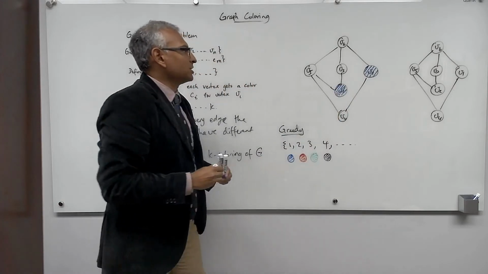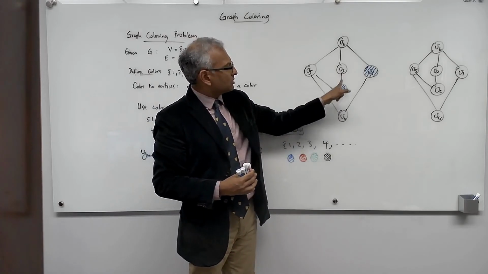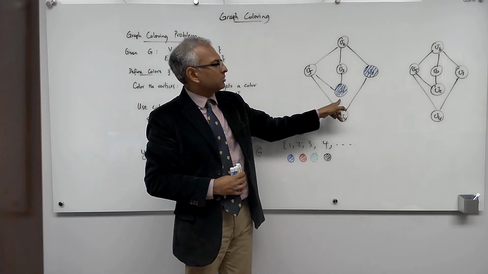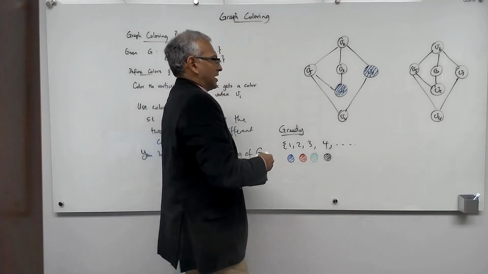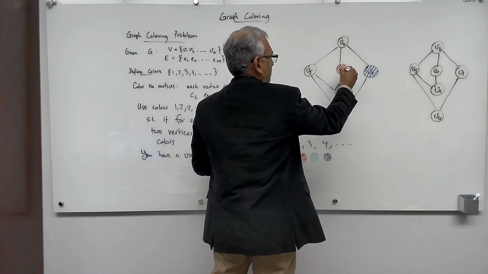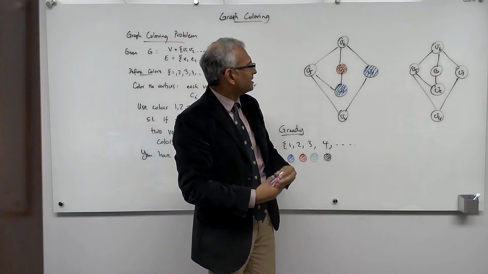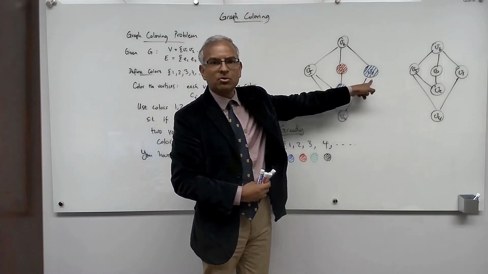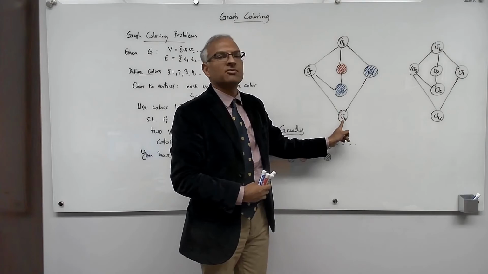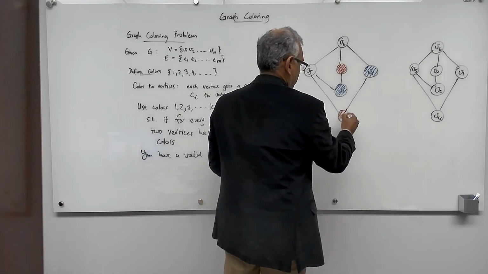Okay. Now let's talk about V3. Well, V3 cannot get the color blue because it's got a neighbor that's already colored blue. So the smallest color that V3 can get is red. So we give it red. Okay. Now we come to V4. V4 also cannot get the color blue, because V4 has a neighbor who's colored blue. So the smallest color that V4 can get is also red. So this is red.